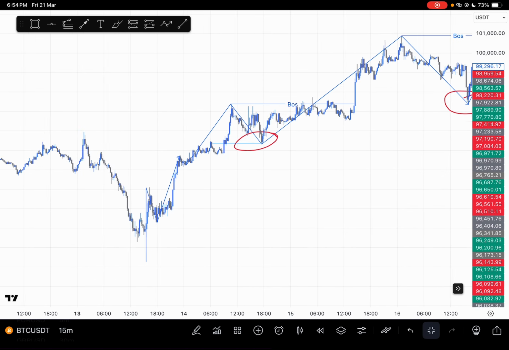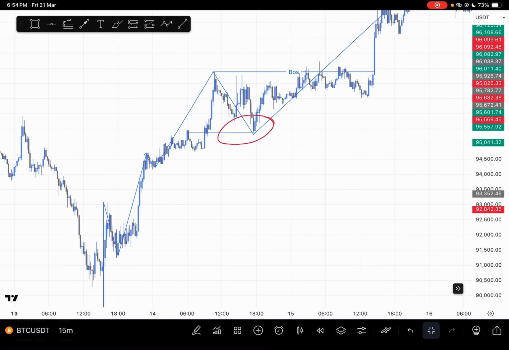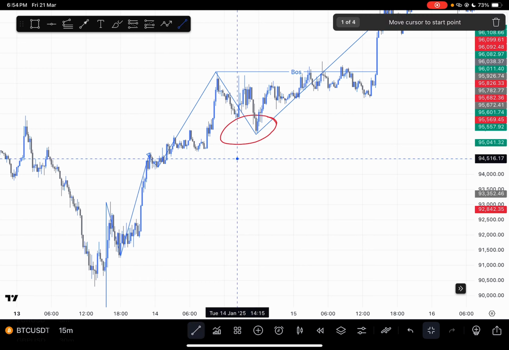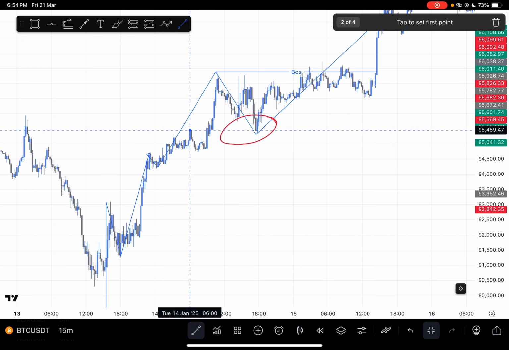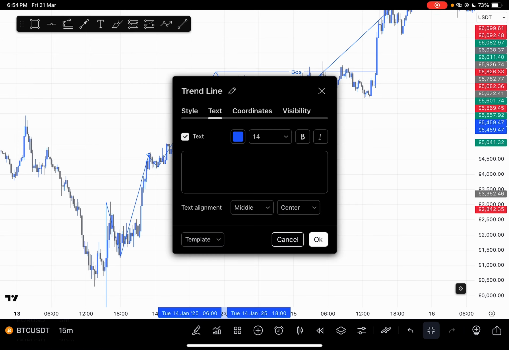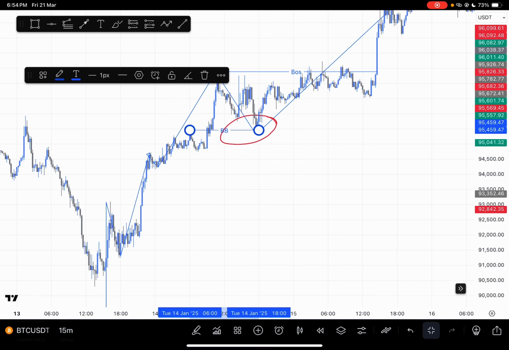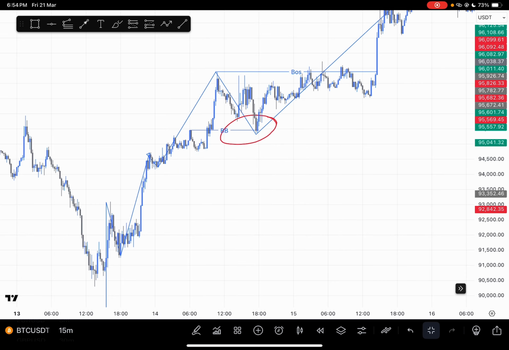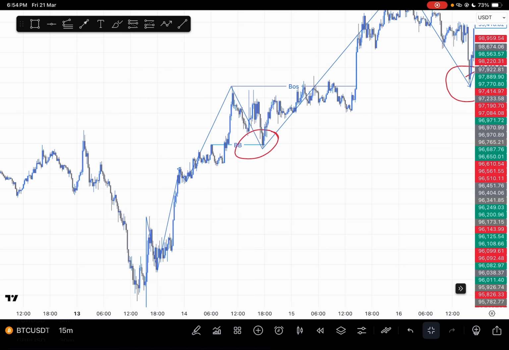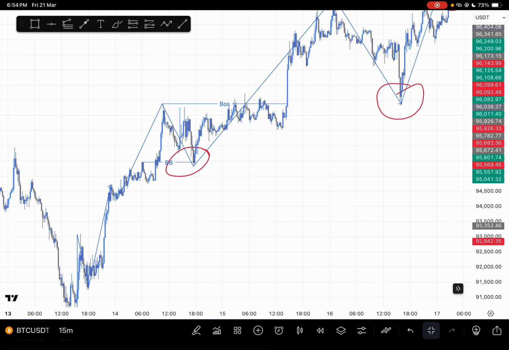So now this is the first breaker block here. You see price retested on it. And if you check the previous video I sent you on how breaker blocks and order blocks look, you can get that from there, how breaker blocks and how order blocks look.